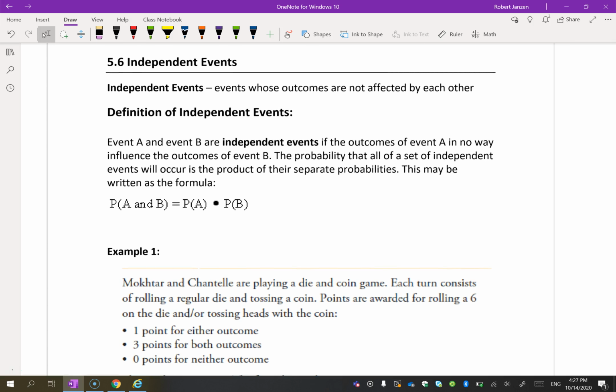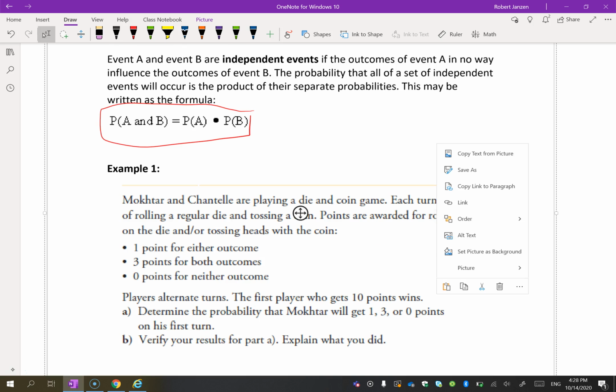Lesson 5.6. All right, 5.6, independent events. Independent events are events that are not affected by each other. This is simpler because the probability of A and B is just the probability of A times the probability of B. Okay, that's going to seem a little bit simpler. The key here is that one event in no way affects the other one.